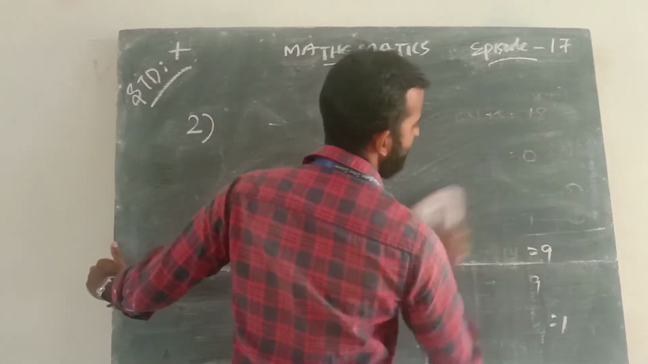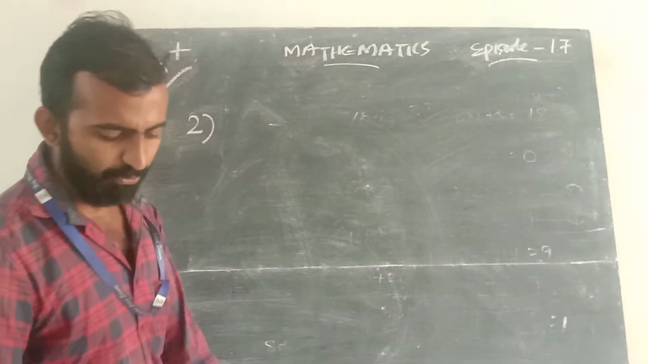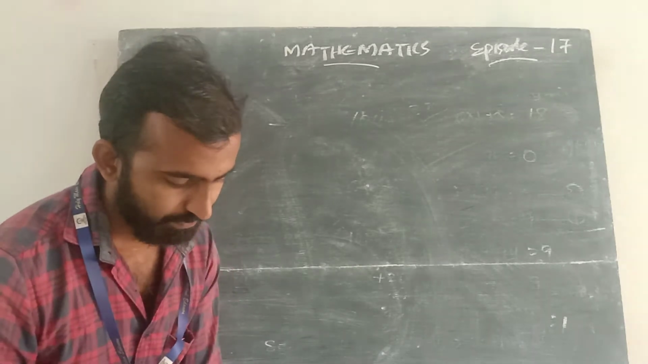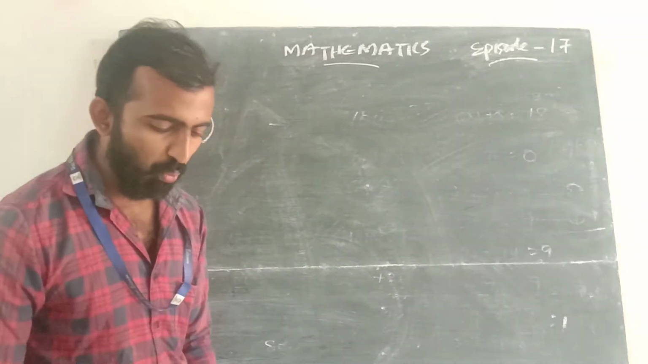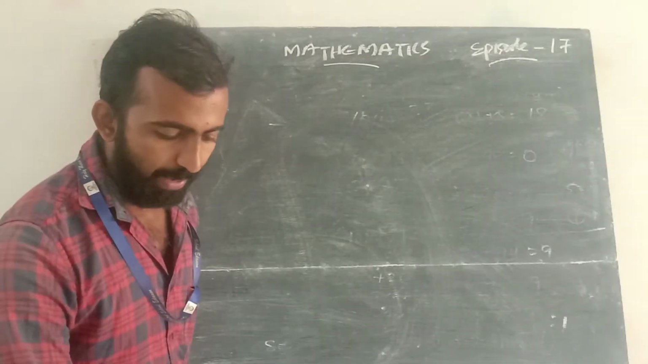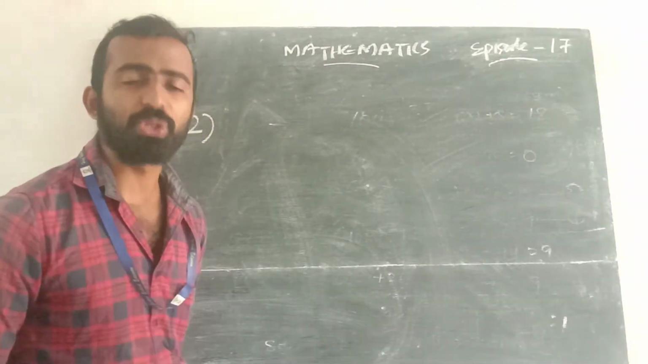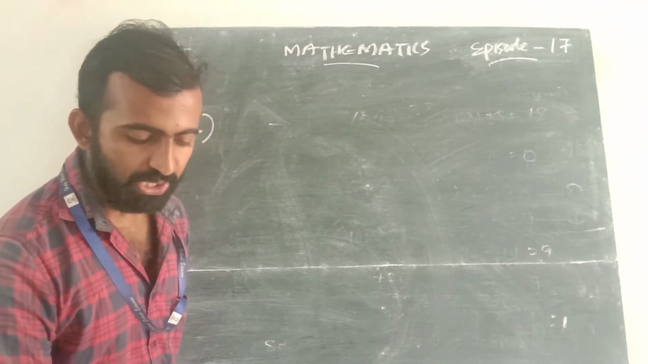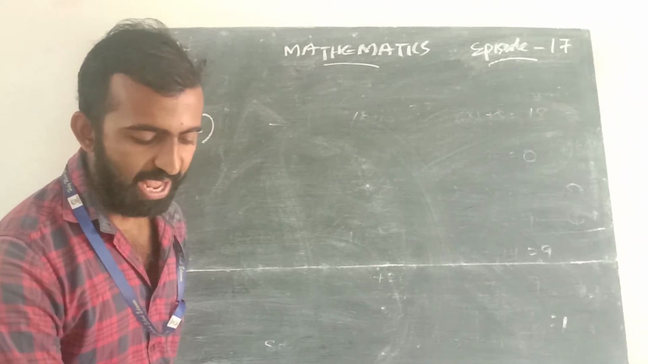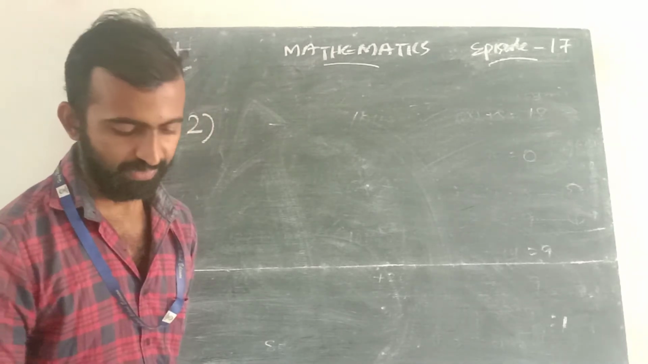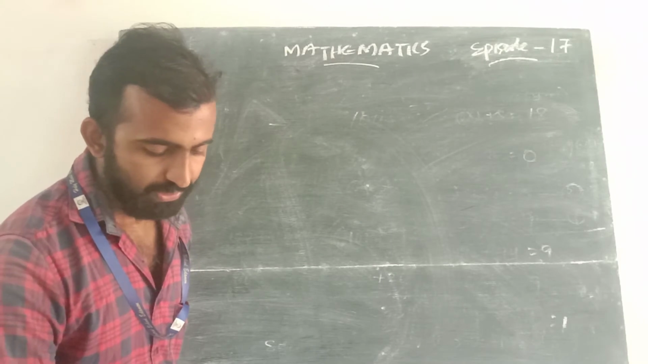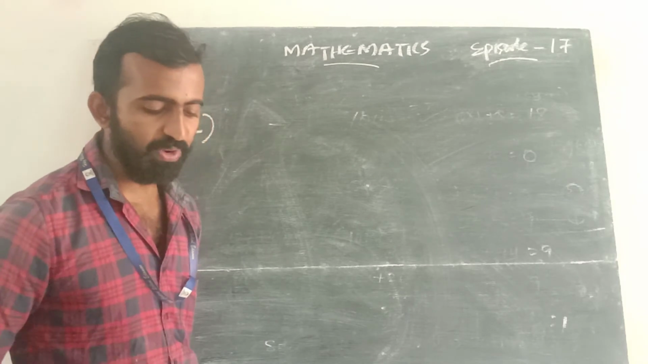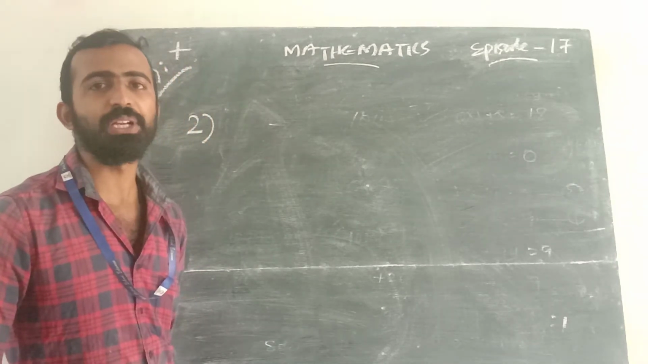What is our fourth question? Meera went to a bank to withdraw Rs 2000. She asked the cashier to give her 50 and 100 rupee notes only. Meera got 25 notes in all. Find how many notes of 50 rupees and 100 rupees she received.